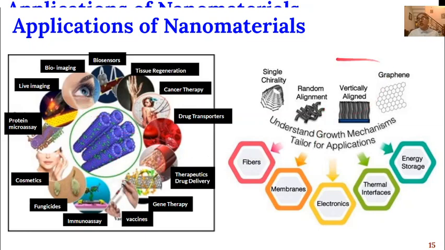Then different types of nanomaterials can be converted into fibers, membranes. They have been used in the electronic industry. They have been used as thermal interfaces. They have been used in energy storage also. All these types of nanomaterials found different types of applications in different industries.